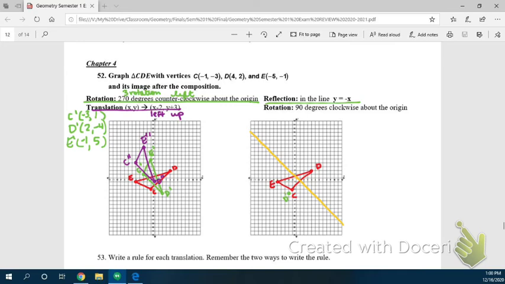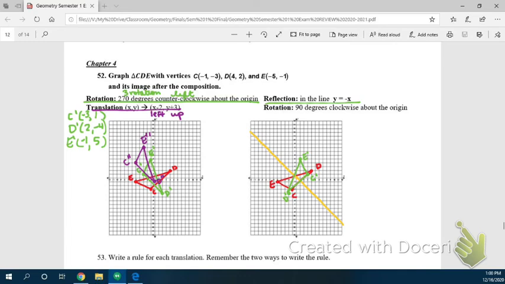That's your new D. For C, count how far C is away. 1, 2, 3, 4. And then E is 1, 2, 3, 4, 5, 6 away. Go ahead and connect the dots. All right, that is a good reflection.